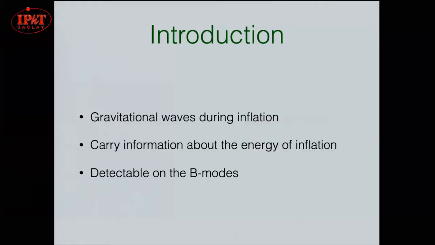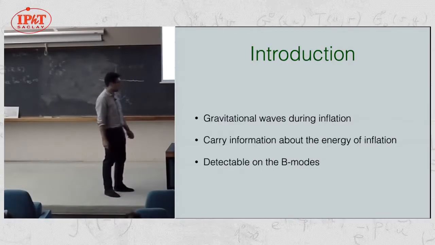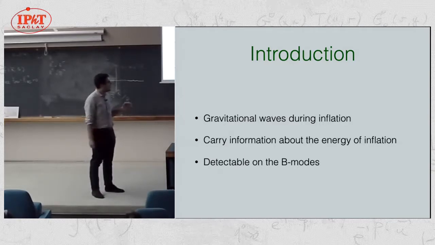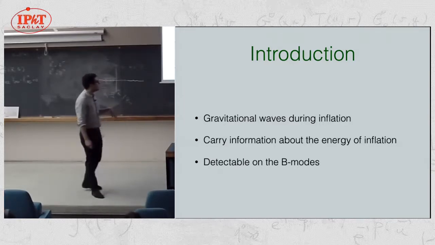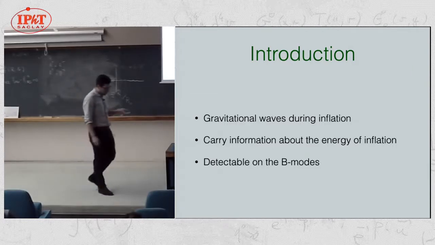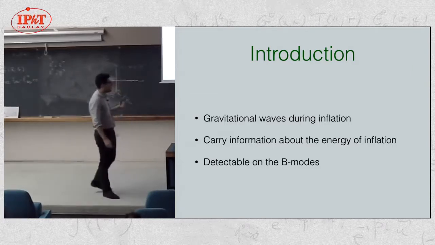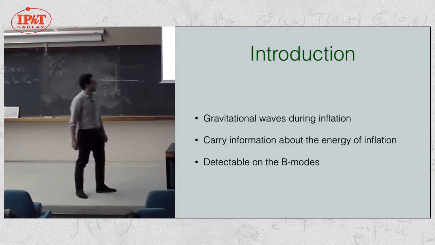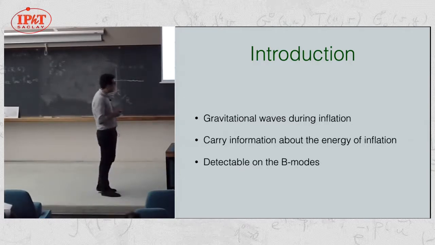So from inflation there is a production of gravitational waves, because the graviton has some polarization modes that are produced during inflation. They leave the horizon, they are frozen after that, and they carry information about the energy of inflation in terms of the amplitude of the tensor power spectrum compared to the scalar power spectrum. And by knowing this energy, we will know a lot about inflation.